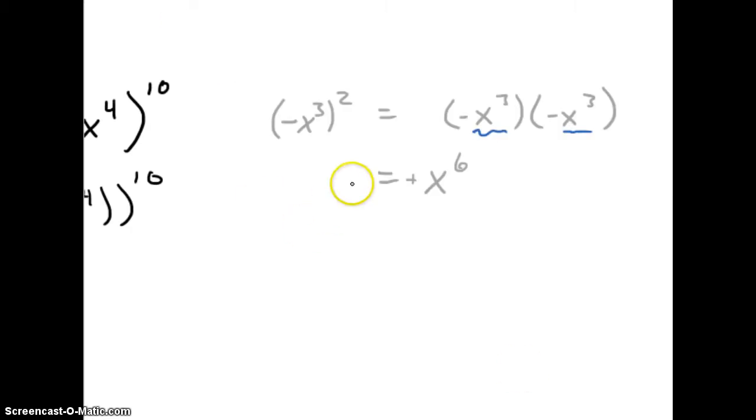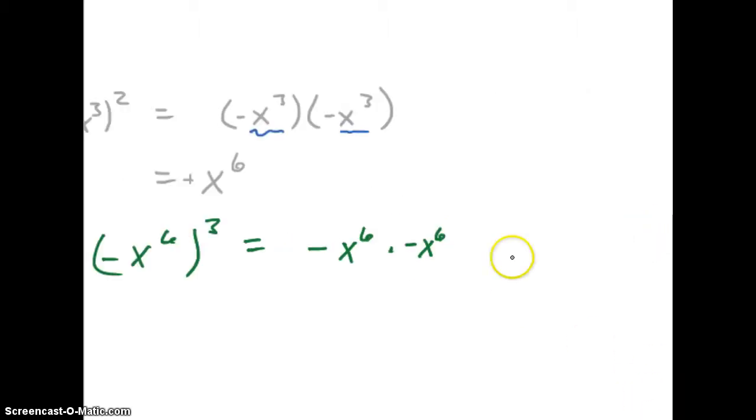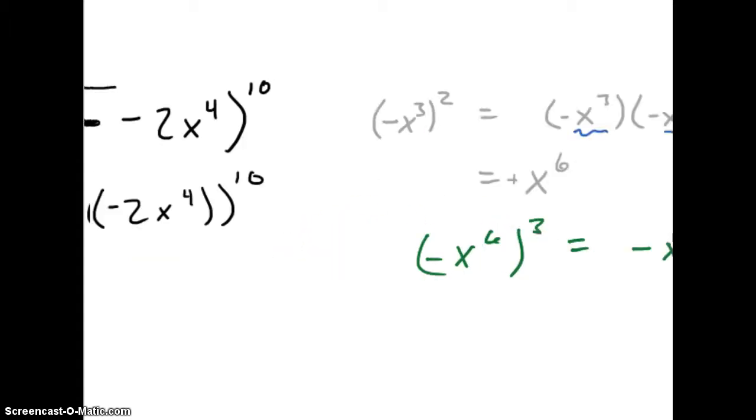Let me do this in a different color. If I have x to the 6th power, and I have a negative x to the 6th power, and I raise that to the 3rd power, I'm going to end up with a negative x to the 6th times a negative x to the 6th times another negative x to the 6th. Now if I count the negative signs, 1, 2, and 3, I see that it should end up being negative.